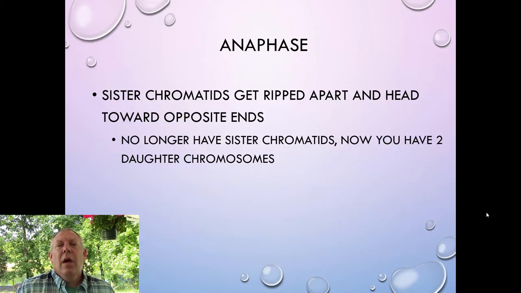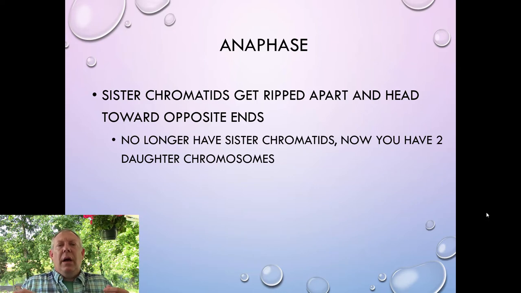Okay, after metaphase, we get anaphase. Anaphase is where we finally rip apart those sister chromatids. And so now each one is a separate chromosome. And as they get ripped apart, they get pulled toward opposite ends. So now, at this point, is where you have two daughter chromosomes because they're completely independent of each other.